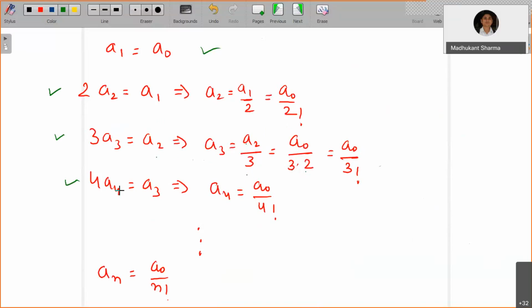Similarly, for this case, a4 equals a3 by 4 implies a4 equals a naught by 4 factorial, and so on. So by observing this, you will find a pattern that you can write an equals a naught by n factorial.